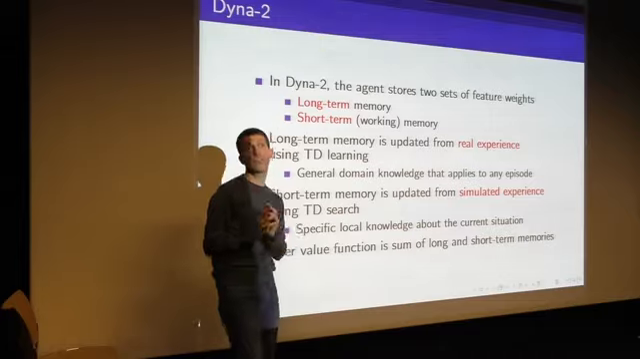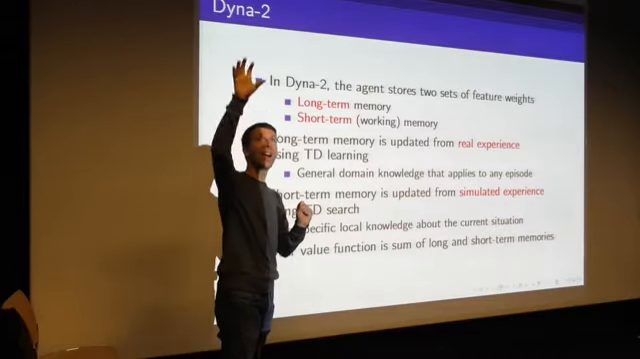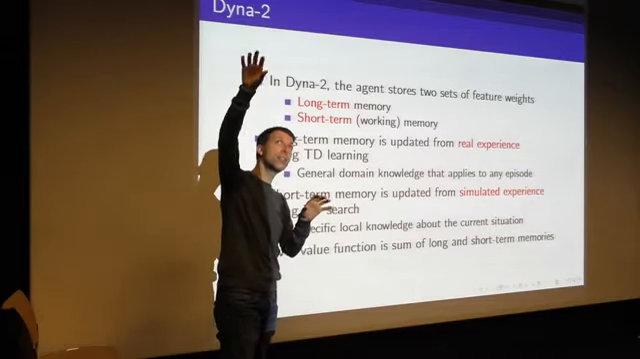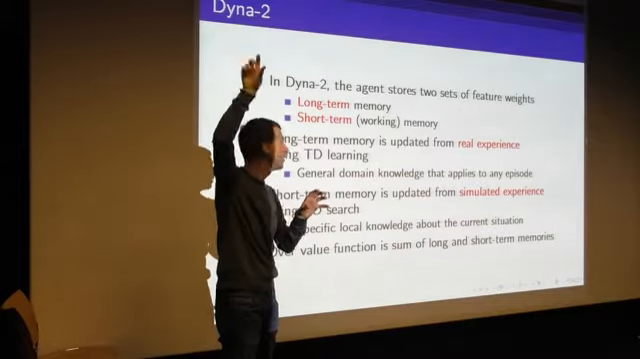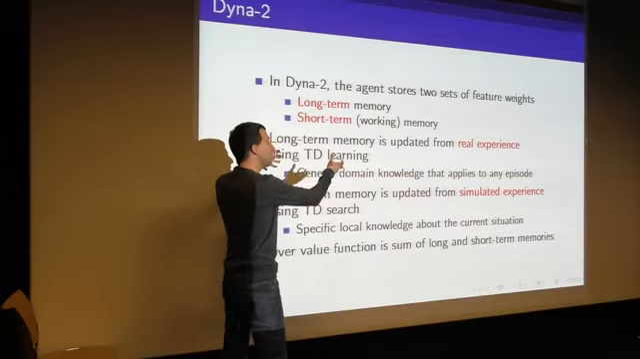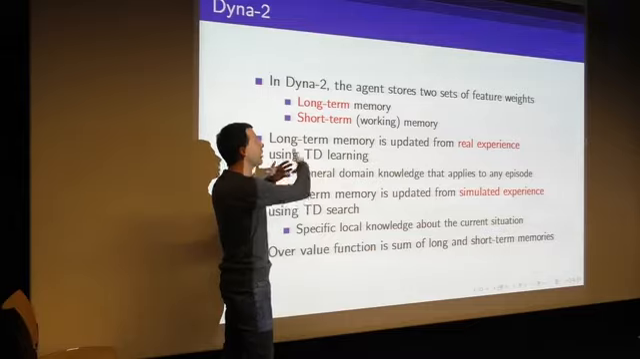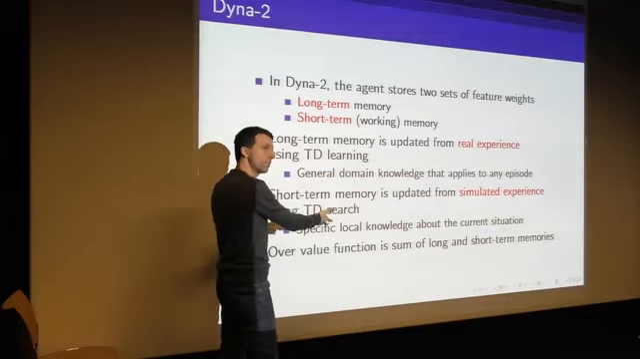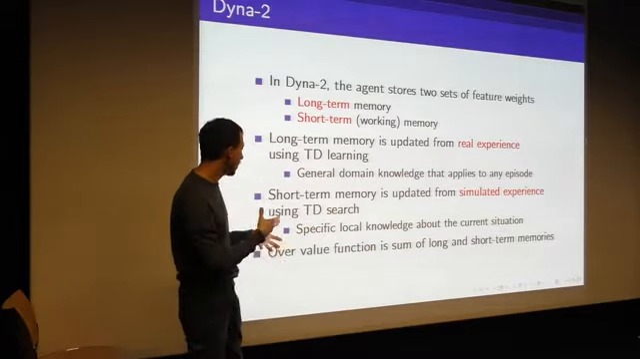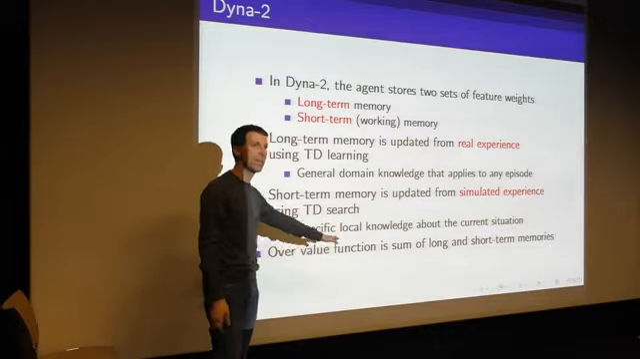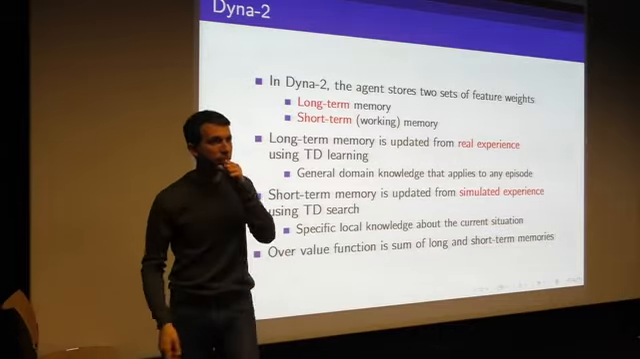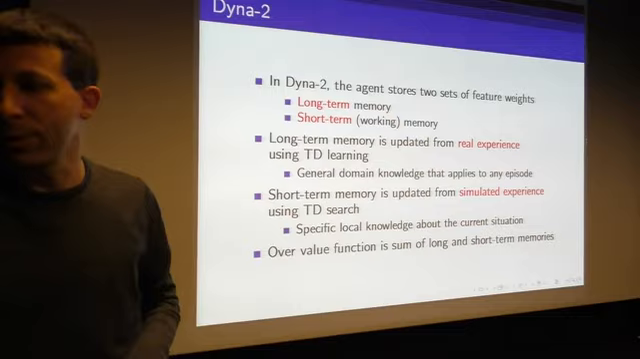This thing tells me that I've done some look ahead from this point onwards, and I know that in this situation, this rock is loose and I'll probably fall over if I move my hand here. So the idea is we maintain two different types of memory. We update one of them from real experience and one of them from simulated experience. And then we combine them together, summing these two to give us our overall value function. I'm sorry I don't have time to give more details.